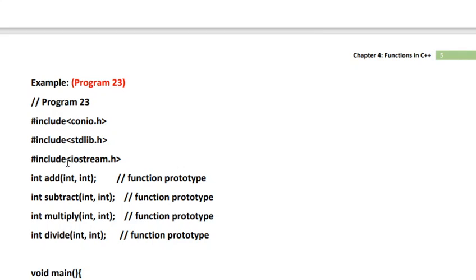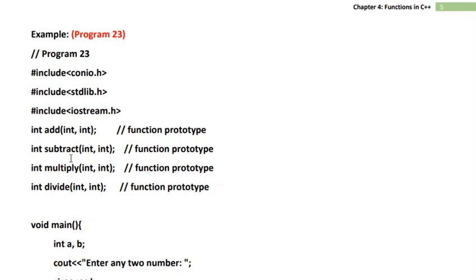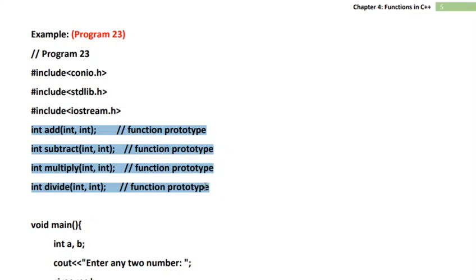It is a multifunction program that is capable of adding, subtracting, multiplying, and dividing two integer numbers. Just see, these are the prototypes of the functions: integer add, integer subtract, and so on. What we do not have is the names of the variables specified, because, as I've said, the names of the variables are completely optional. You can simply specify the data type that the function takes in.